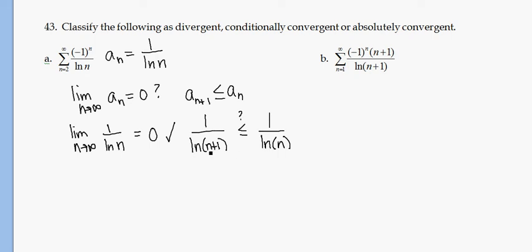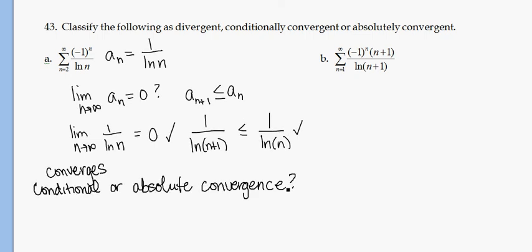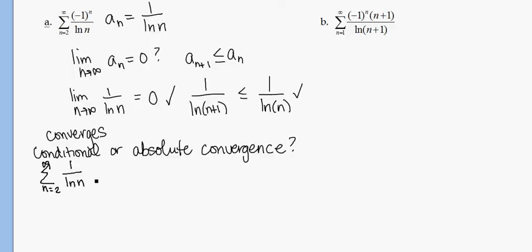And if we compare what happens if we plug n plus 1 into the formula compared to n, we see that over here the denominator is bigger, which makes the term in fact smaller. So yes, this is true, and this converges. Now we have to check to see if it's conditional or absolute convergence. This means we have to check to see if this new series, if we remove the negative sign, converges or diverges.